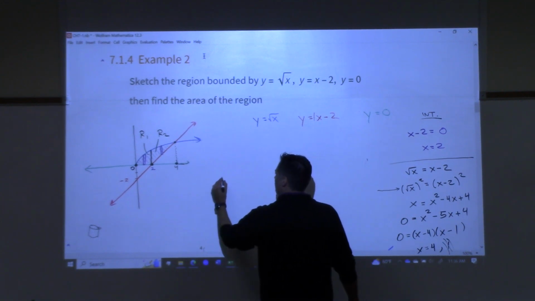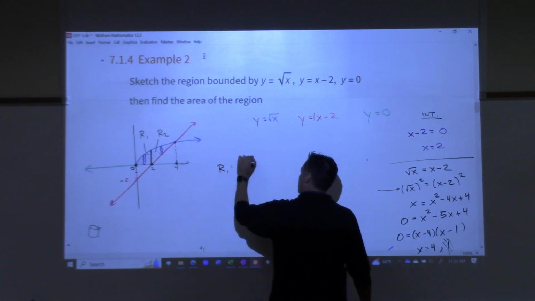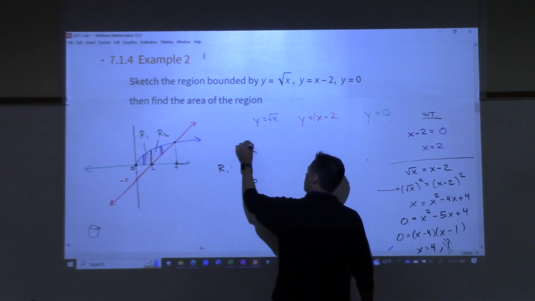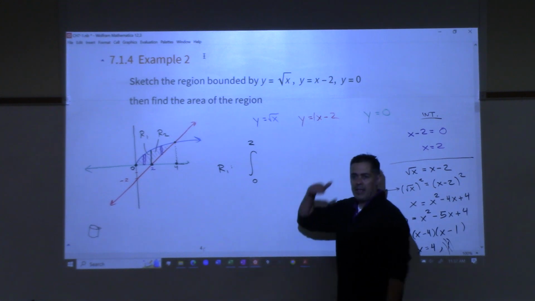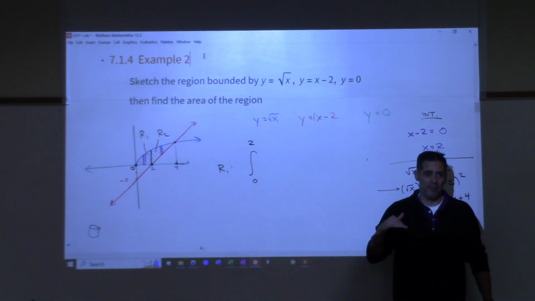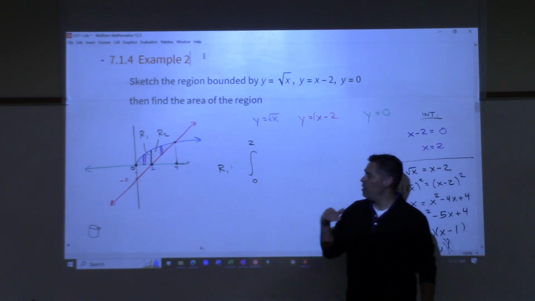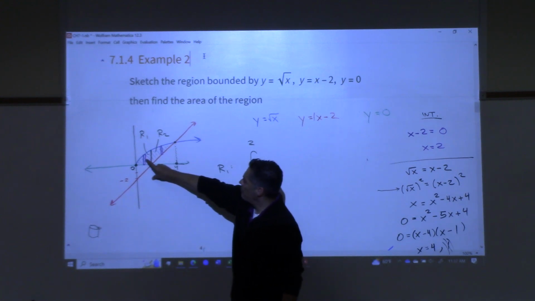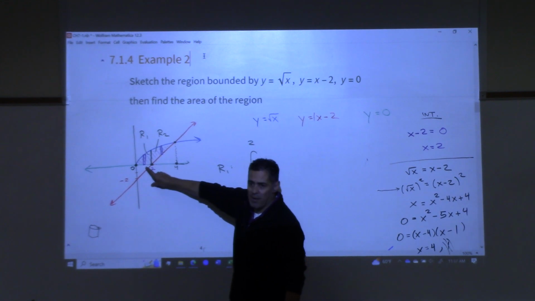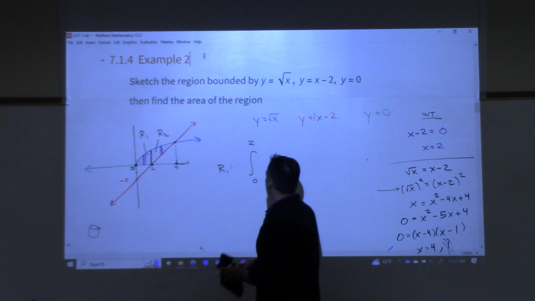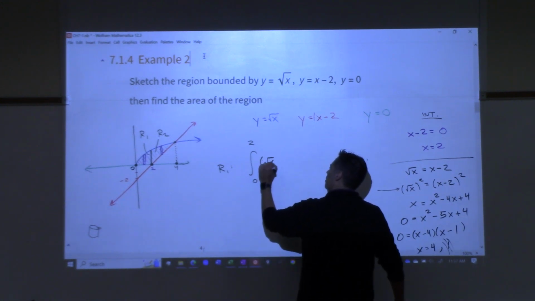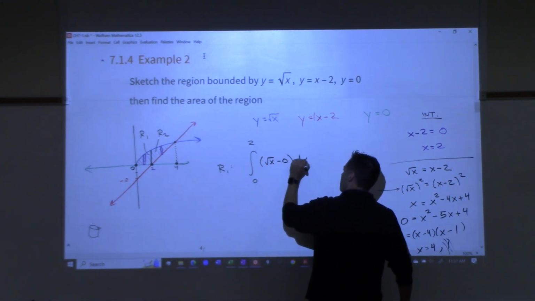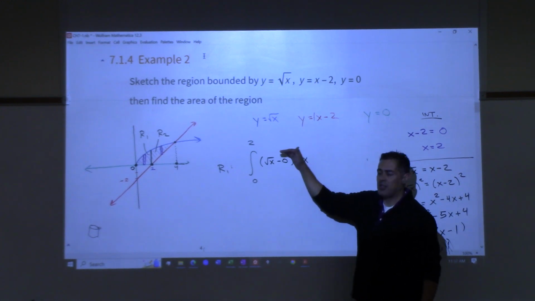So for region 1, the integral is going to go from 0 to 2, and it's going to be the top function minus the bottom function, right? The top minus the bottom. What's the top one here? Blue, which is square root of x. What's the bottom one? The green, which is 0. So this is just going to be root x minus 0. I don't need to write minus 0, but I'm just doing it to stress again the top minus the bottom.